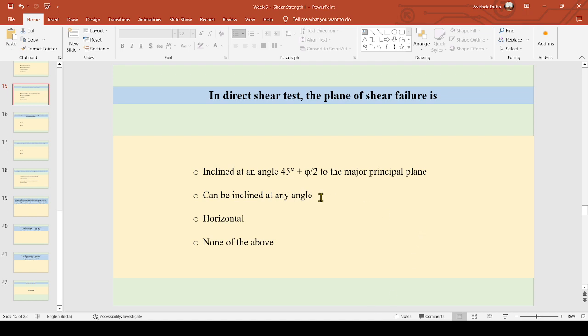This question is just in contrast to the failure plane of the triaxial test and to show the difference and the advantage of triaxial test over the direct shear test. The plane of shear failure, the answer to this question, is a significant difference from the triaxial shear test. That's why this question is important. Okay, next question.